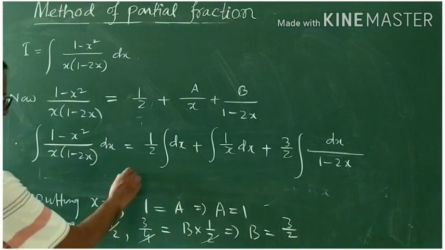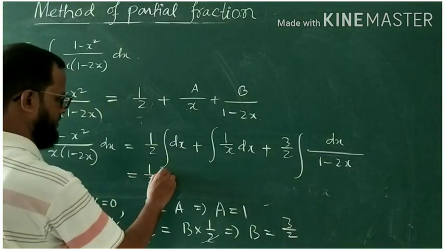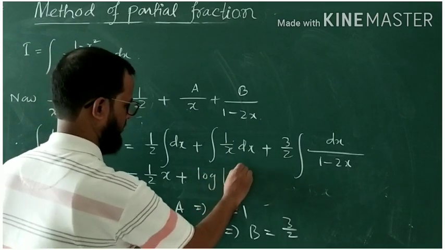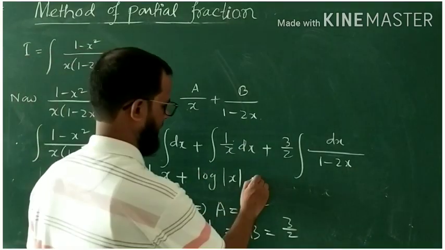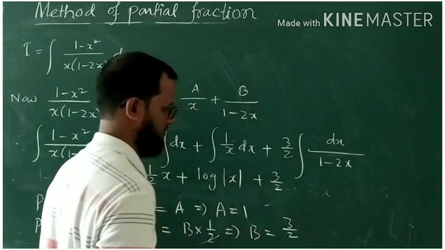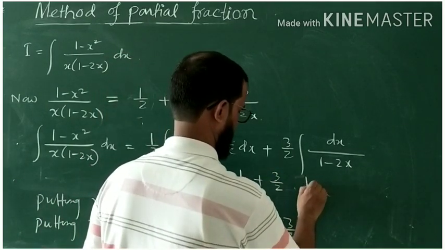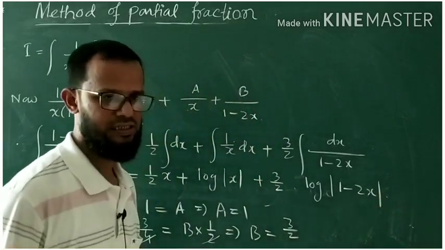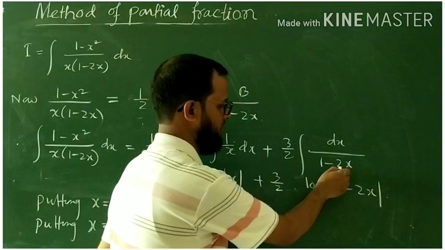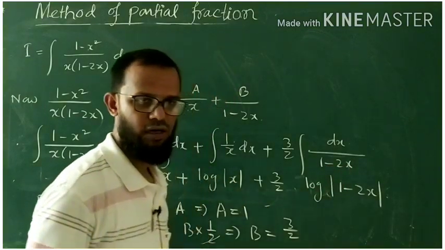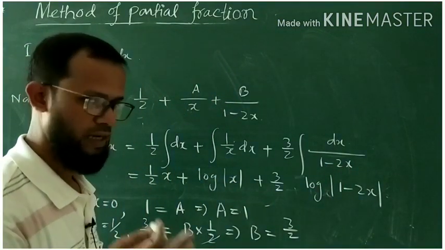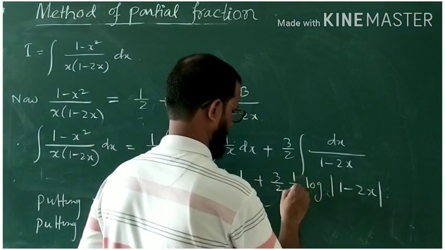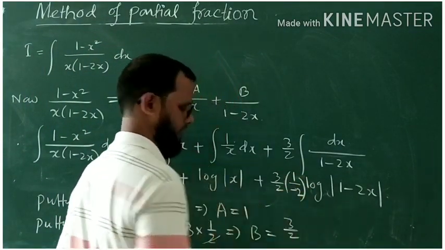Okay, now half integration dx means what? x. Integration 1 by x dx is what? Log modulus x. Okay. And 3 by 2 log modulus 1 minus 2x. But here is the very interesting thing: the coefficient of x is what? -2. तो आप ये कोफिशिएंट को कैसे करेंगे? -2 को 1 by -2 मल्टीप्लाई करेंगे. तो you have to write 1 by -2 here.